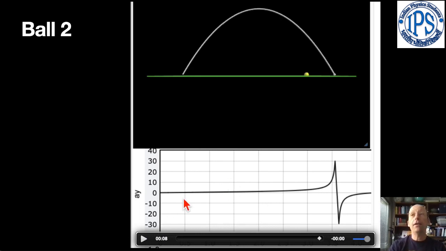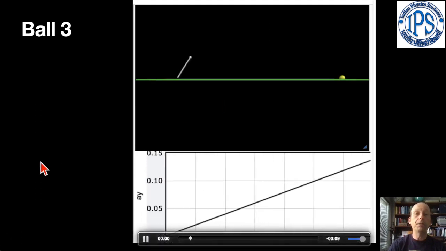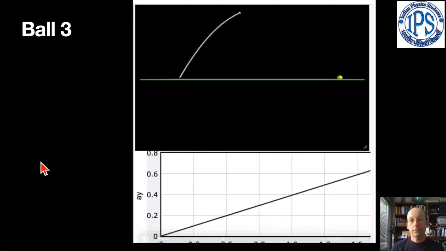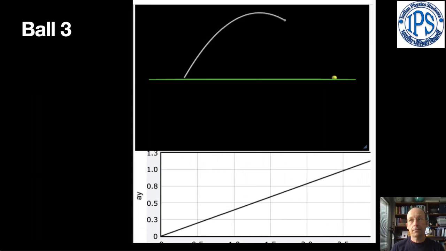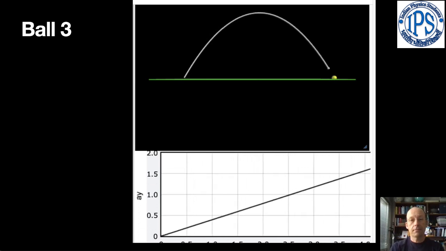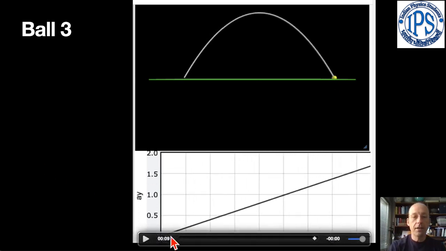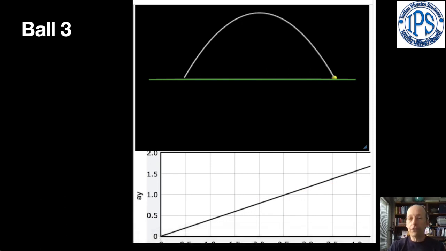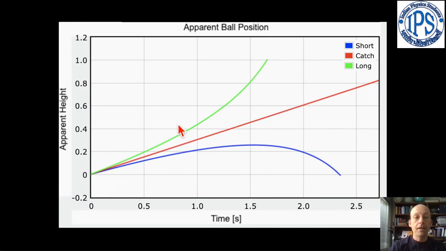What would it look like if the person caught the ball? So they're already in the right position. Landed right at the person, and look at that. What would you say about the y value as a function of time there? It has a constant apparent velocity. And if you put all those graphs together at the same time, here's the ball that went too long, here's the ball that went too short, and here's the one that caught just right. So that tells us how to catch a baseball.